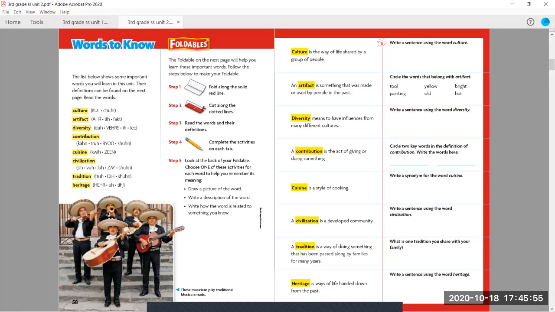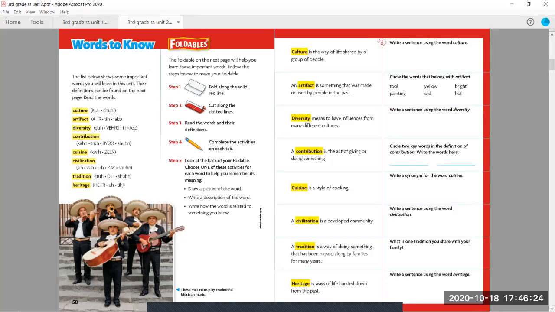Your next word is the word contribution. A contribution is the act of giving or doing something. So when you contribute, you're doing something or you're giving something to something else. Circle two key words in the definition of contribution and write them here. So you're circling the words here and you're writing them down. So the two key words is either giving or doing. So giving and doing.